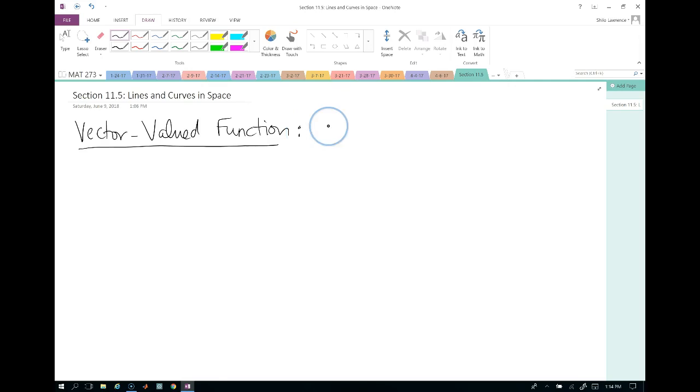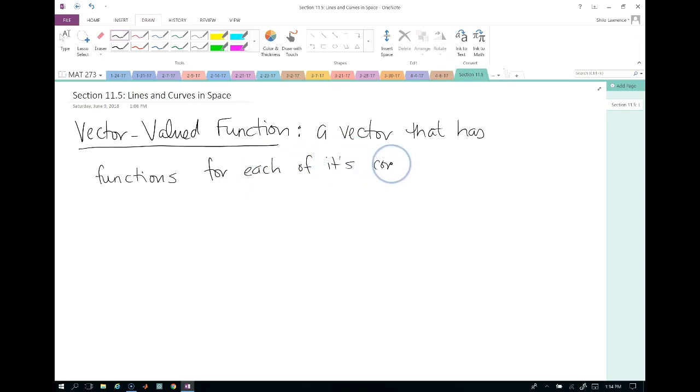So a vector-valued function is a vector that has functions for each of its components. And just like before, we can write these with our triangular parentheses, or we can write them in the IJK format.